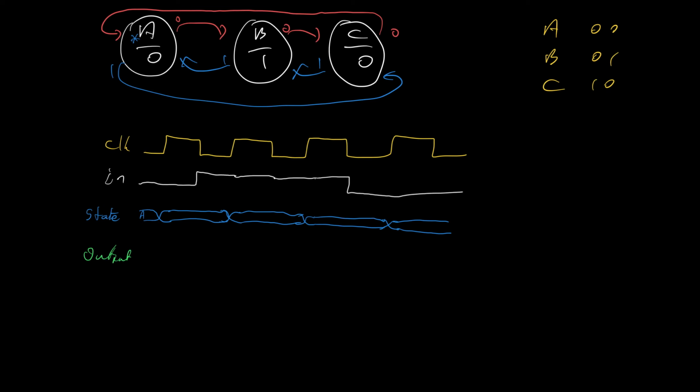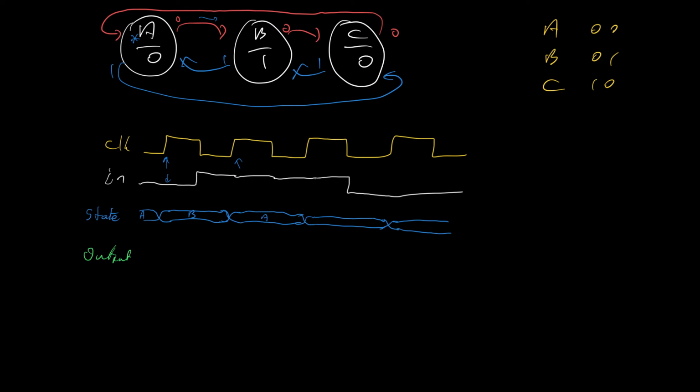Then at the first rising edge of the clock, we look at the input. We see the input is 0. We were in state A. We receive a 0, so we move to state B. So this becomes state B here. At the next rising edge of the clock, the input is a 1. We're in state B. The input's a 1, so we go back to state A.